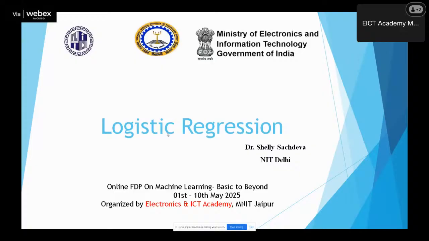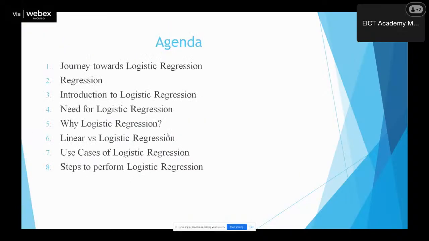So today I'll be talking about a journey towards logistic regression. Then I'll discuss the difference between regression and classification. I'll take you through some use cases of where to use linear regression and where not to, and how to switch from linear to logistic regression. Then I'll demonstrate logistic regression through Python, with a demonstration in Google Colab. I hope you'll enjoy the session.